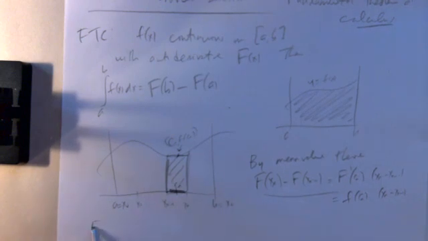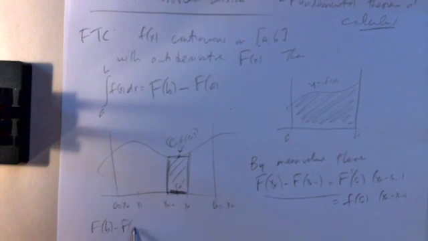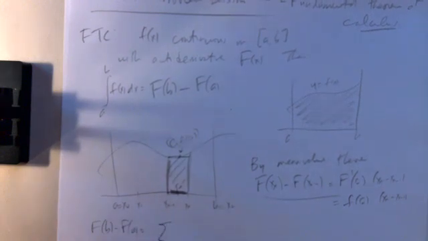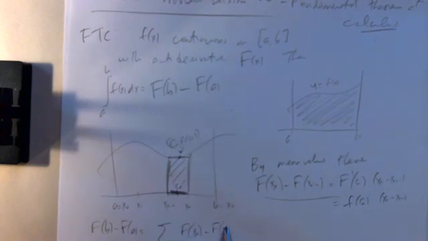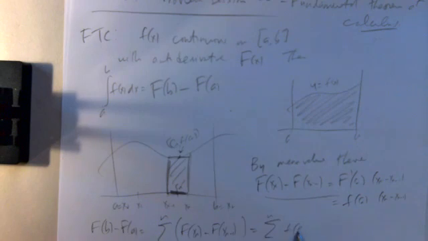And so F of b minus F of a is the sum of F of xi minus F of xi minus 1. This is a telescoping sum. i goes from 1 to n. Everything on the inside cancels. Summation i goes from 1 to n of f of c sub i, I'll just call this delta x sub i. And this is the Riemann sum.